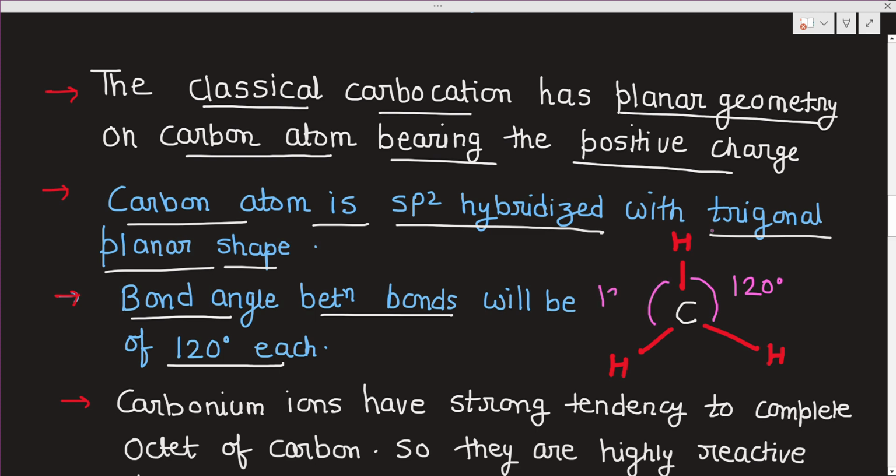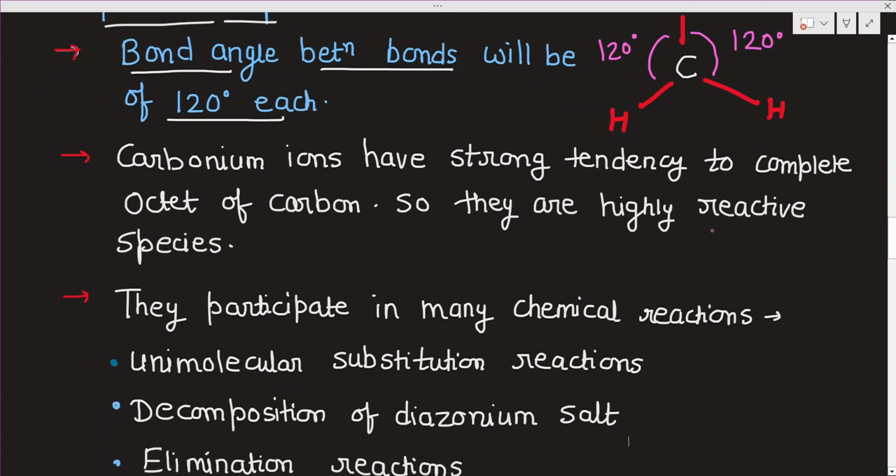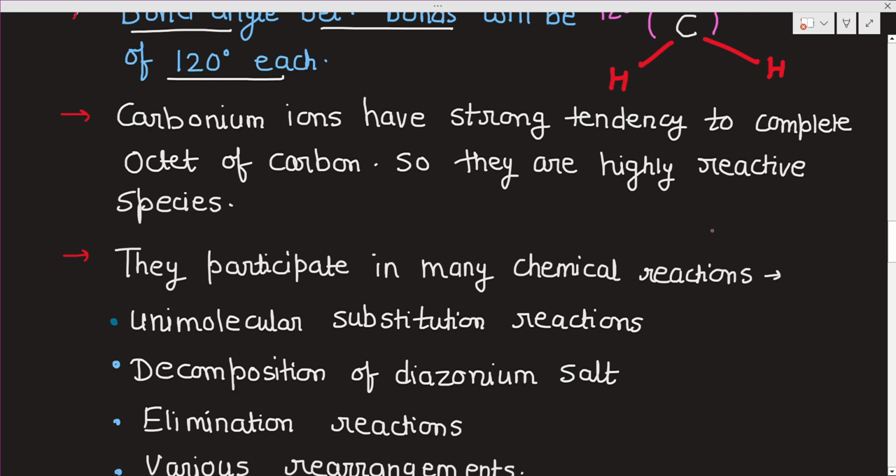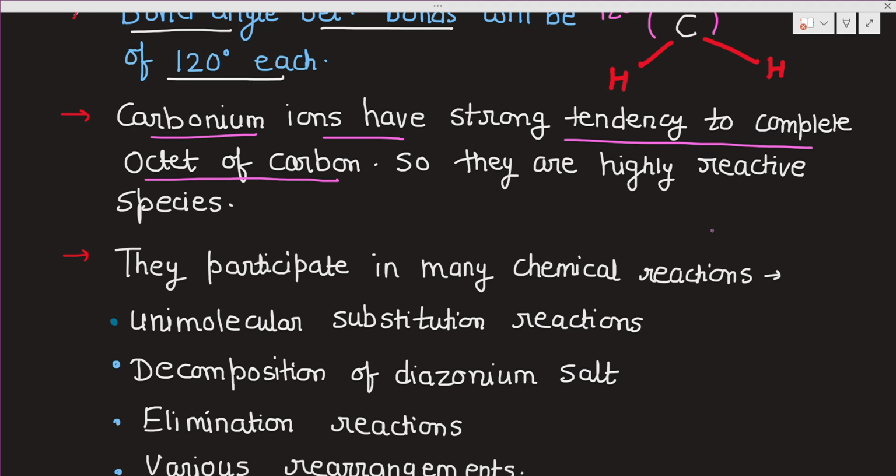This is the 120 degree angle. Now this species is highly reactive because our carbonium ion has a tendency to complete its octet of carbon. You can see that this carbon has only 6 electrons, and it wants to complete its octet.